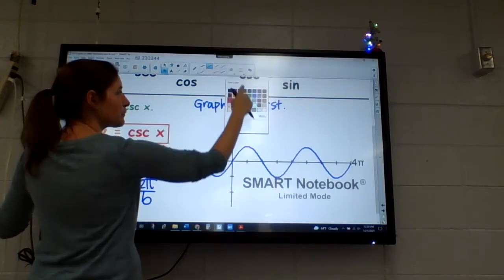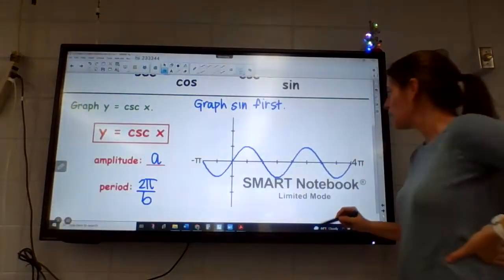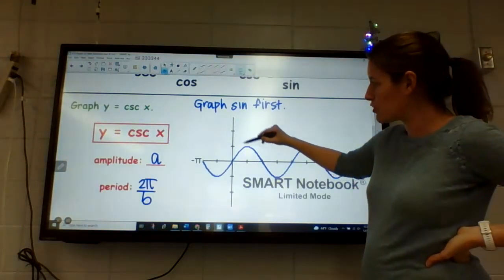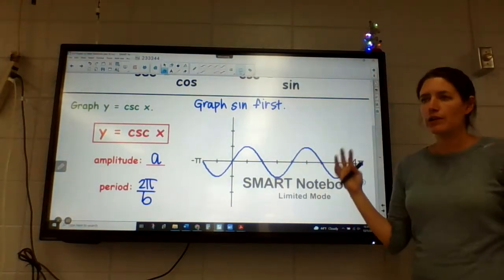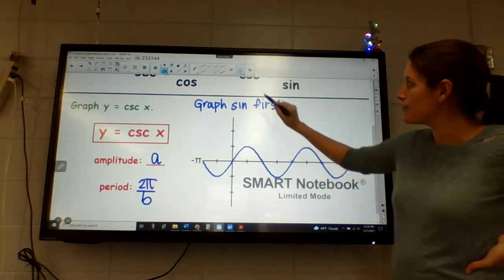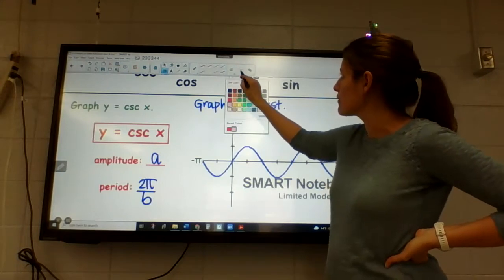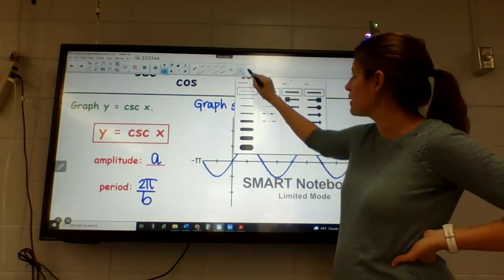For cosecant, anywhere you see the maximum point, we're going to draw a U. If you're wondering how wide to make that, you can set little boundary lines if you'd like. I'll write those in a lighter color, hopefully not too light.